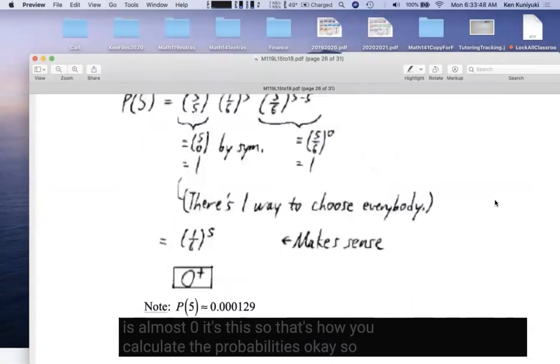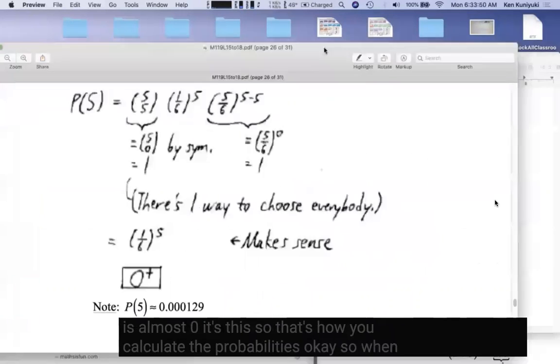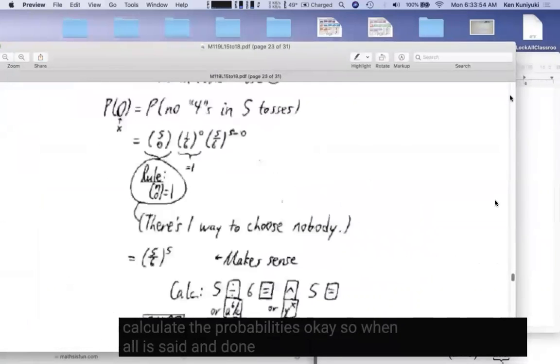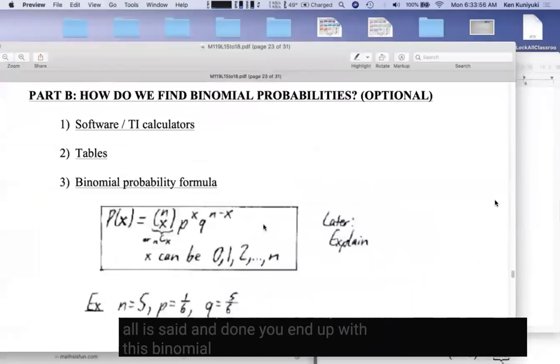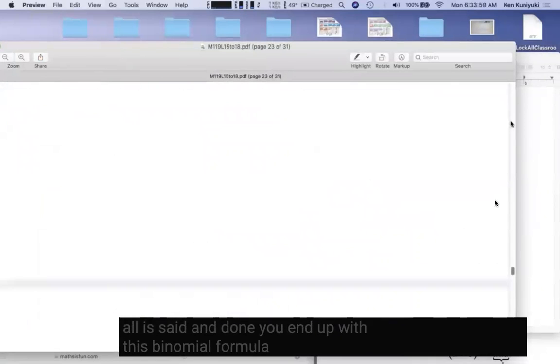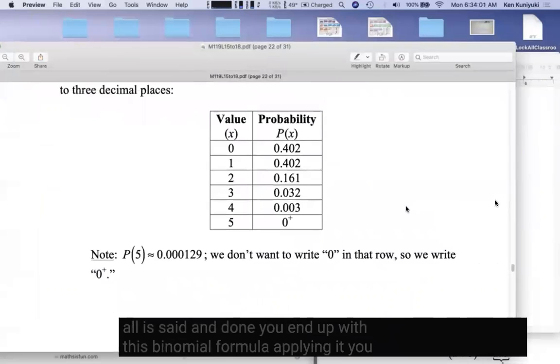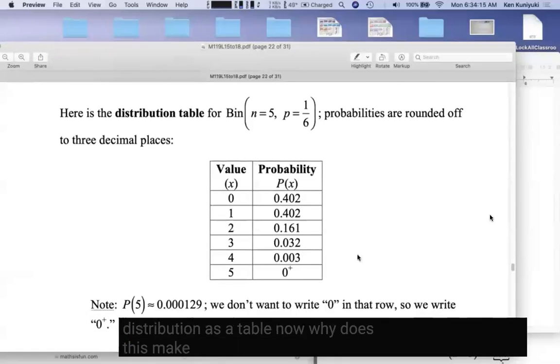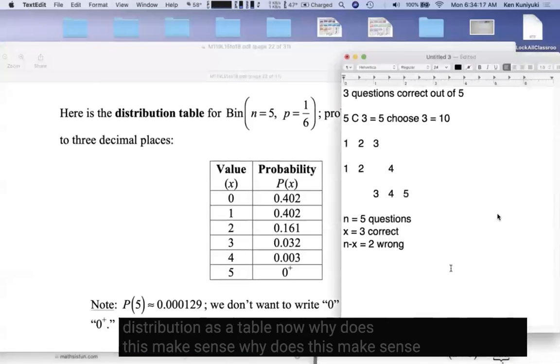Okay. So when all is said and done, you end up with this binomial formula. Applying it, you get this. For this distribution, here is the probability table. The binomial probability distribution for this distribution as a table. Now, why does this make sense?